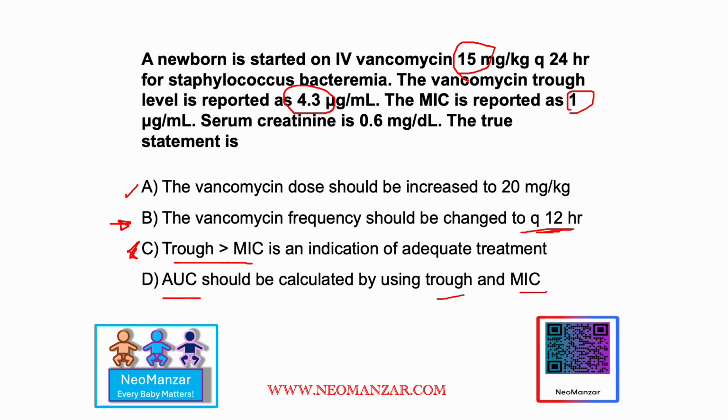This first part is right, that in an ideal scenario, you should calculate the area under the curve to decide about the adequacy of your vancomycin dosing. But again, there are many factors you need before you can even come to calculate this, which I'll show in the next slide. So C and D we'll talk about in the next slide.